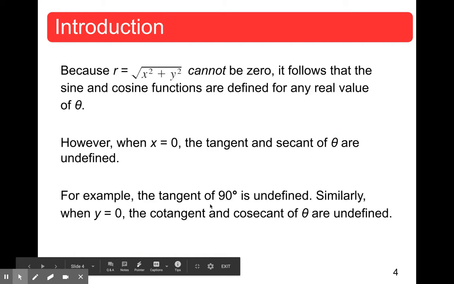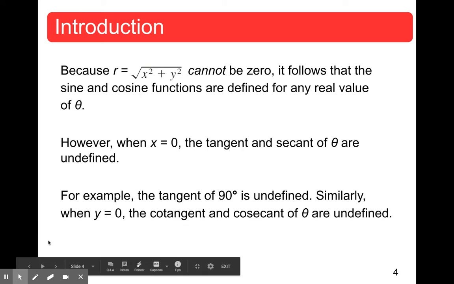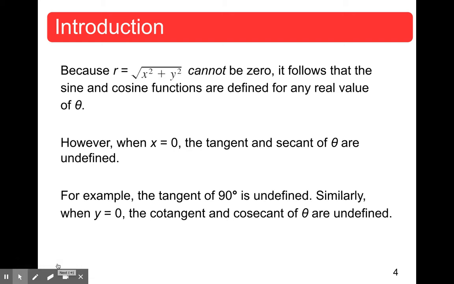Okay, because the hypotenuse cannot be 0, it follows that sine and cosine are defined for any real value of theta. However, when x is 0, tangent and secant are undefined. An example of that is the tangent of 90 degrees is undefined. Similarly, whenever y is 0, cotangent and cosecant are undefined. Those are things you can memorize, or you can just solve to find out those answers. When they're undefined, it's being divided by 0.